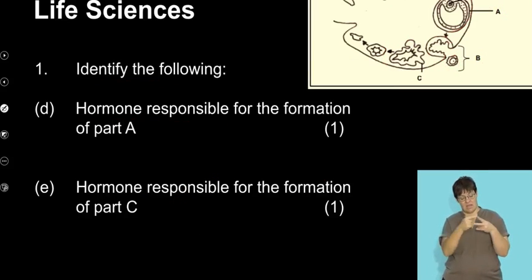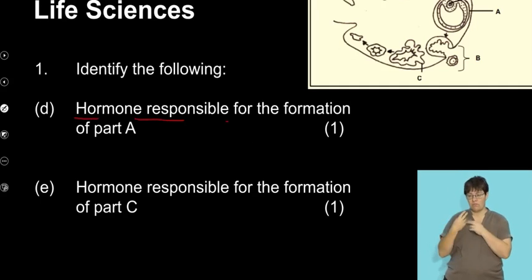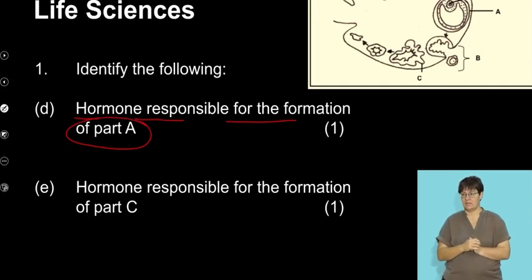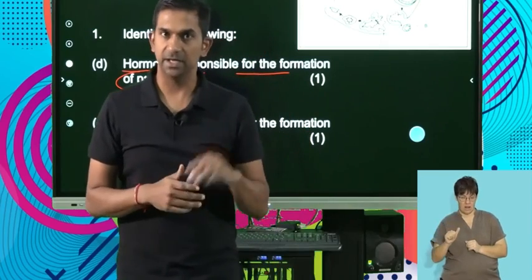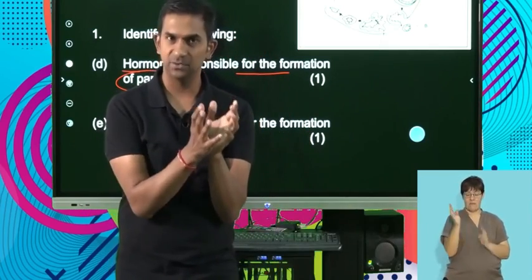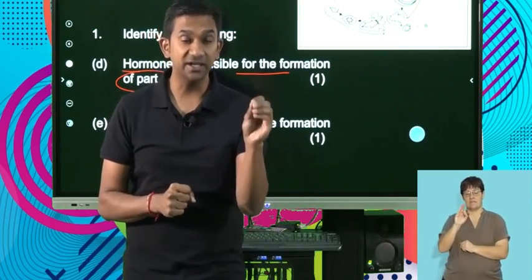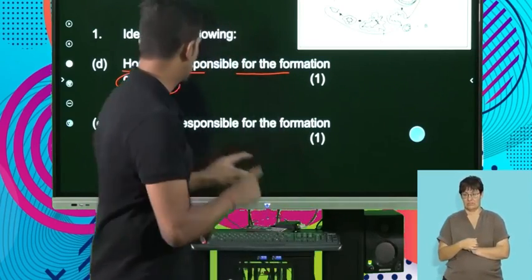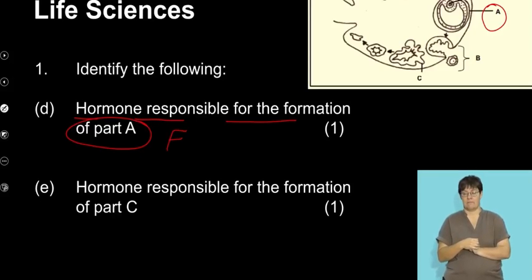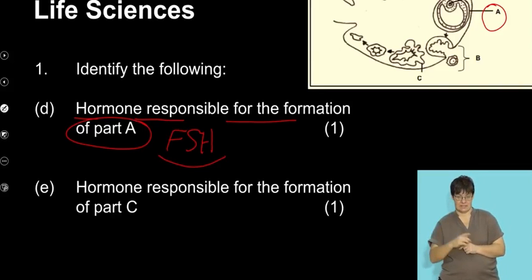We've got to identify the following. Hormone responsible for the formation of part A. If we look at part A, guys, the formation of that Graafian follicle is stimulated by a pituitary hormone. And if you remember the word follicle, its stimulation is due to a hormone called follicle stimulating hormone. So the hormone responsible for that is called FSH, and it's released from the pituitary gland.